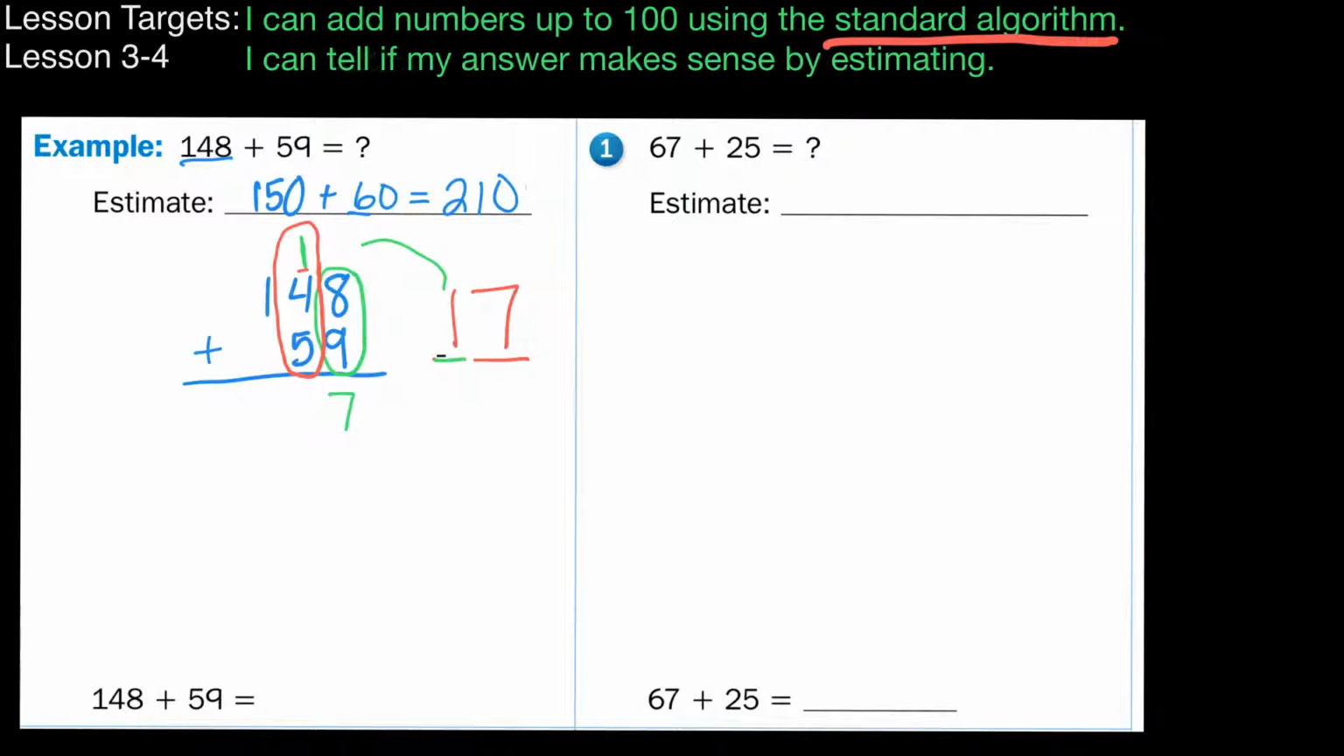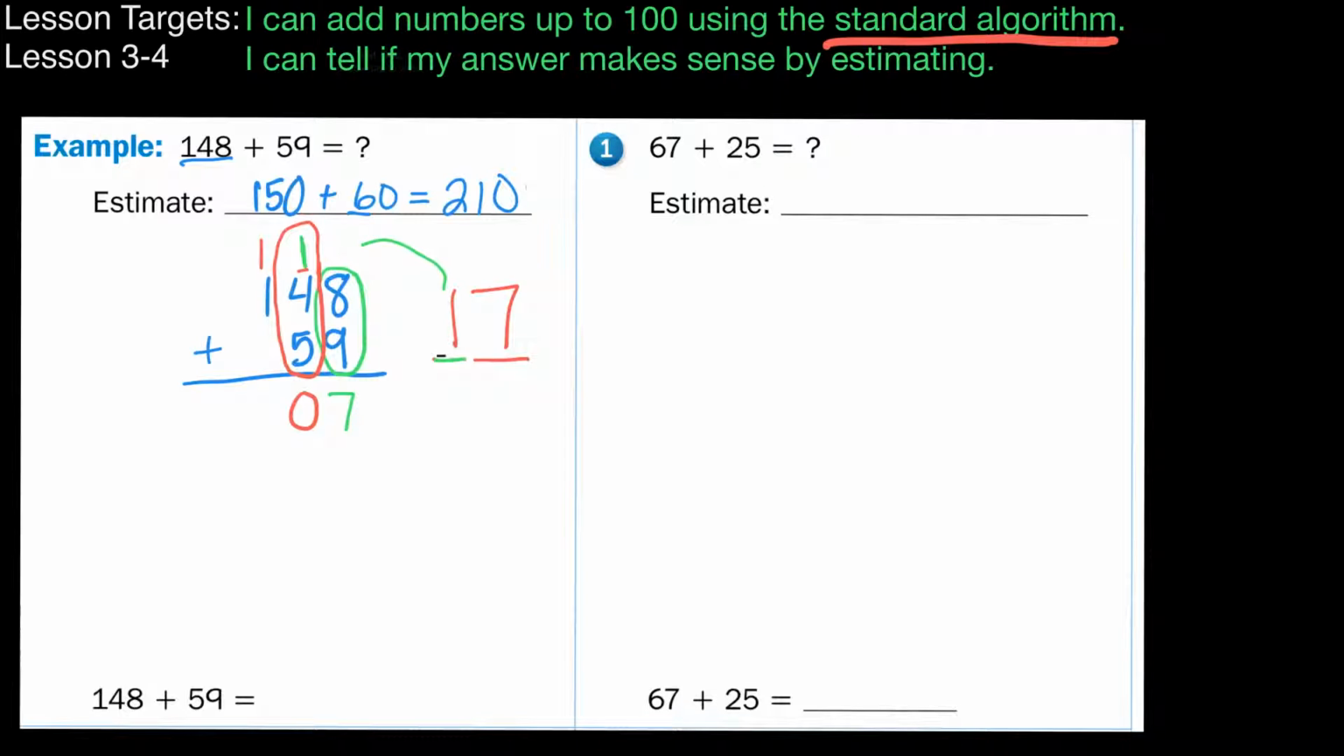So again, if we look at the number 10, it's 10 groups of 10, which is 100. So the 0 goes here, and our 1 gets carried up because that's a group of 100. 10 groups of 10 equals 100. This 0 went here, and the 1 went above.